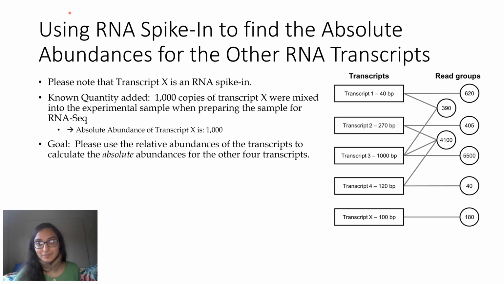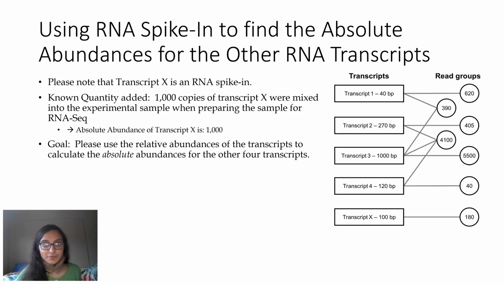Now I'm going to bring up the question here. This is the continuation of the bipartite graph from last time with the transcripts and the read groups, using RNA spike-ins to find the absolute abundances for the other RNA transcripts. Here are the different transcripts we talked about in the previous video. They have their transcript lengths: transcript 1 is 40 base pairs, transcript 2 is 270 base pairs, transcript 3 is 1,000 base pairs, transcript 4 is 120 base pairs, and transcript X is 100 base pairs. And they all have these different read groups.